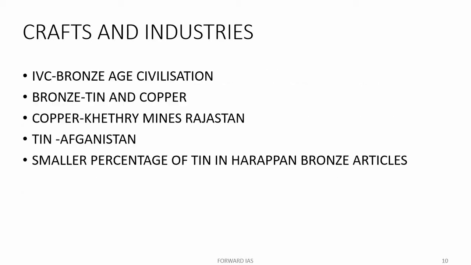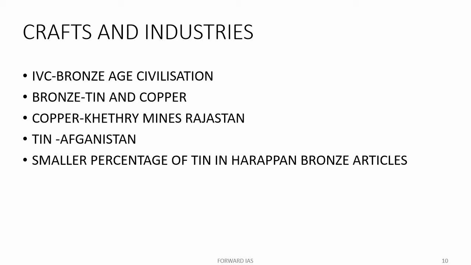Okay, another important feature of the Indus Valley civilization is the craft and industries of the civilization. The Indus Valley civilization was basically a Bronze Age civilization. Bronze is an alloy of tin and copper. In order to make these bronze objects, the copper was probably obtained from the Khetri mines of Rajasthan, and tin was obtained from Afghanistan. The bronze objects of the Indus Valley civilization had only a small percentage of tin.